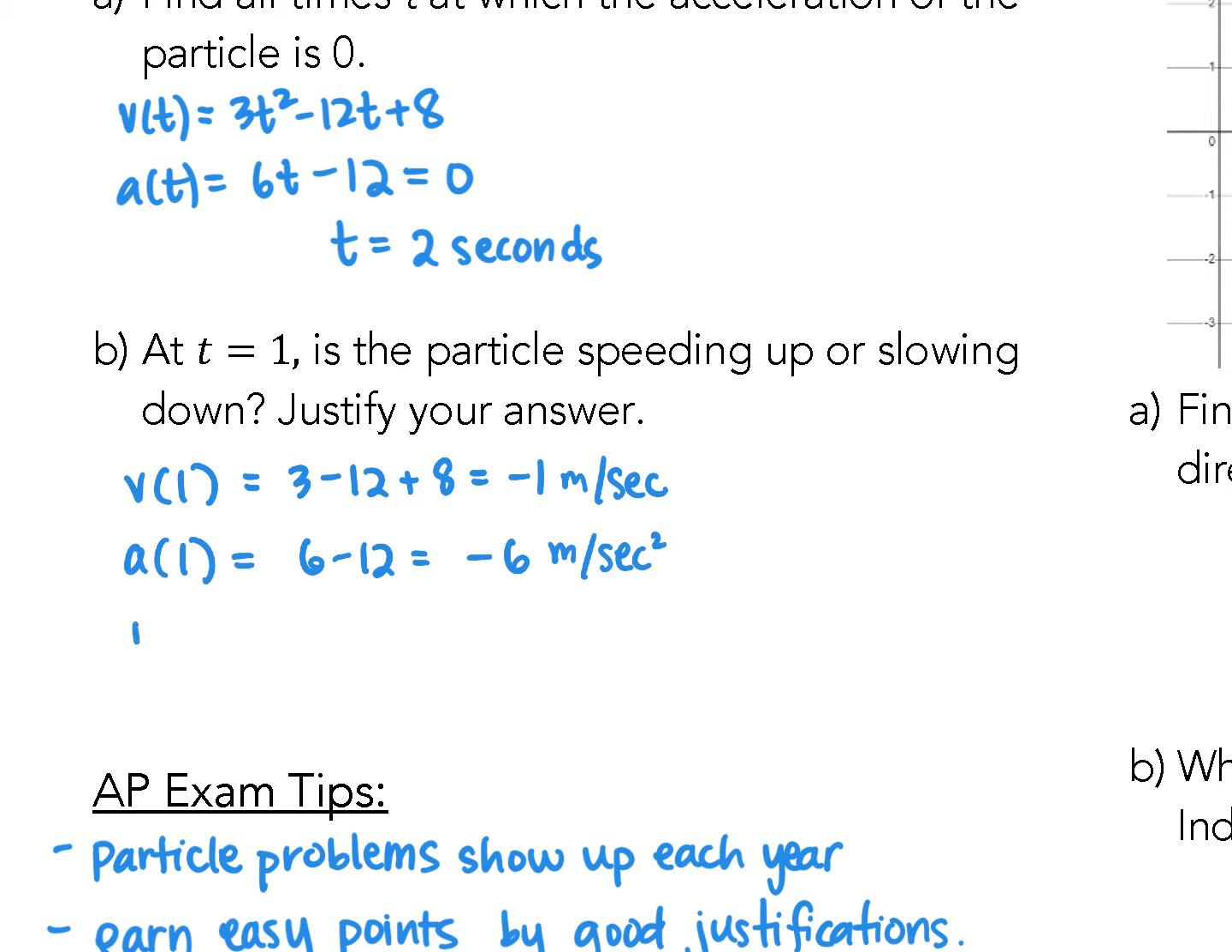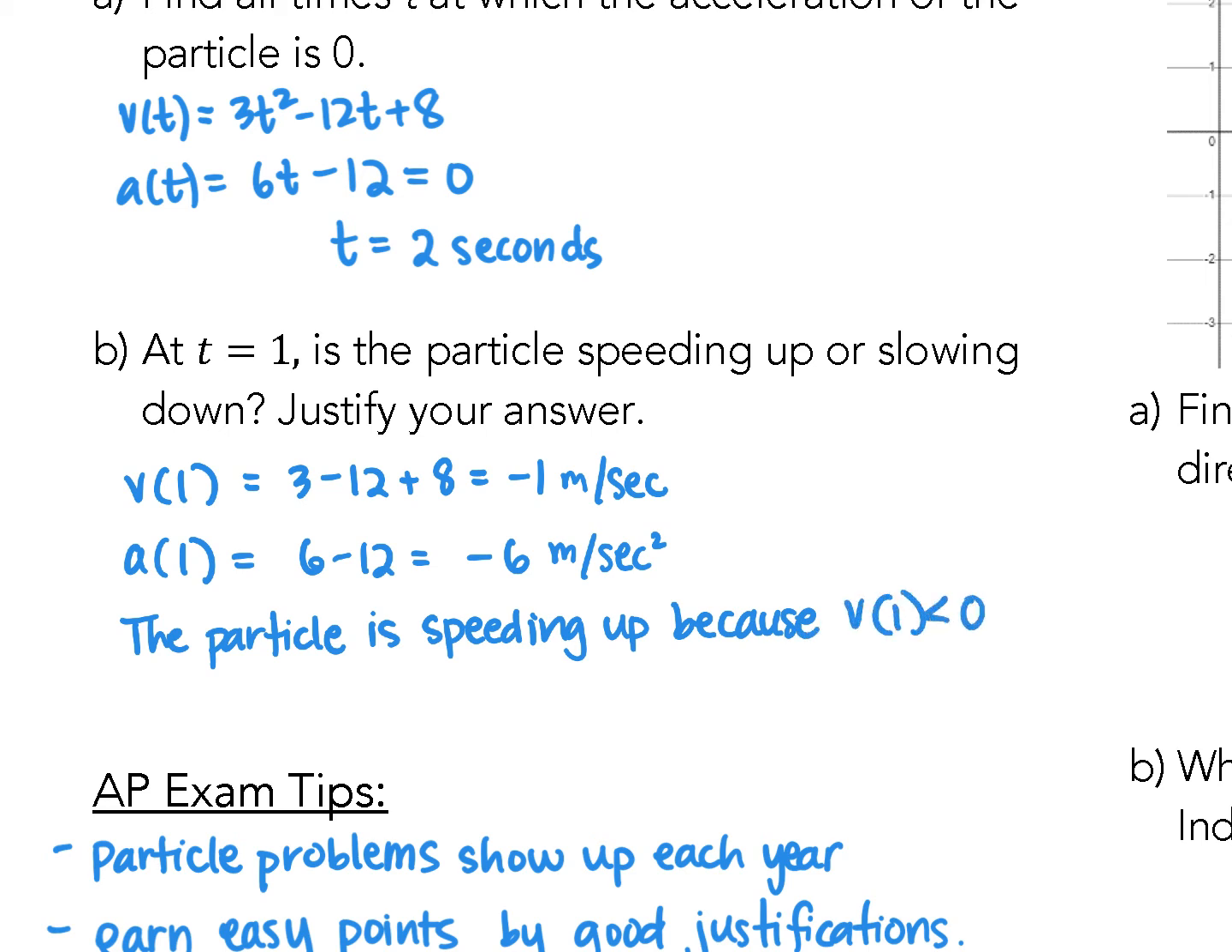So the particle has a negative velocity and a negative acceleration. And so this particle is speeding up because v of 1 is less than 0 and a of 1 is less than 0. Okay, so we've established that it has negative velocity and negative acceleration.